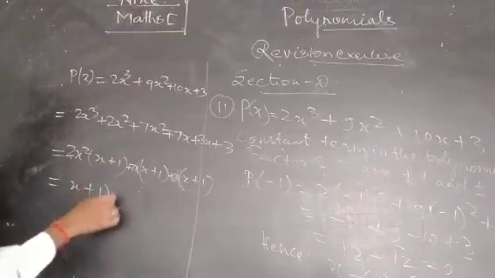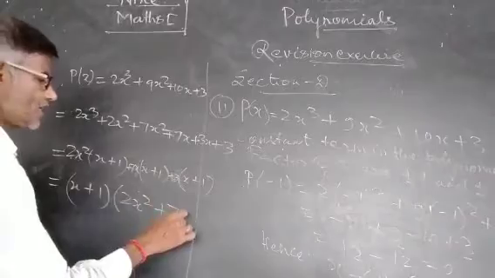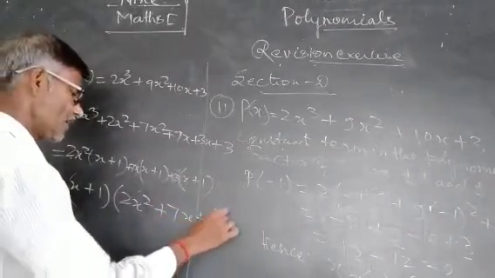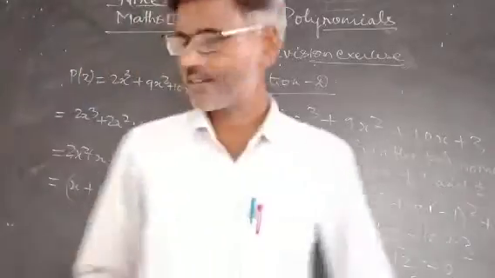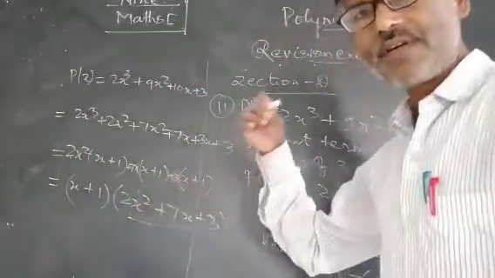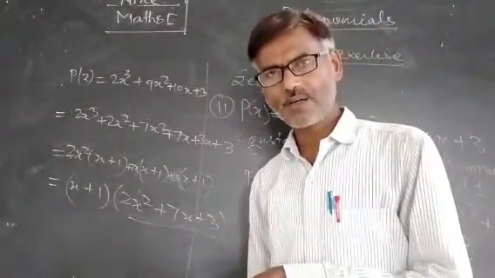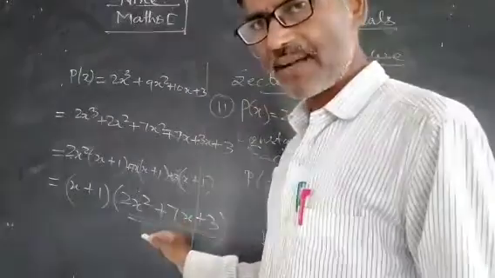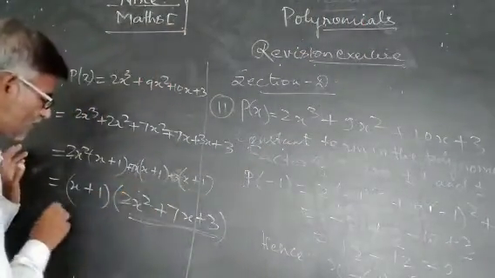x plus 1 is a common factor. 2x squared plus 7x plus 3 is another factor. The second factor is a quadratic polynomial, which can be further factorized into linear polynomials by middle term splitting. So we will factorize it by middle term splitting.